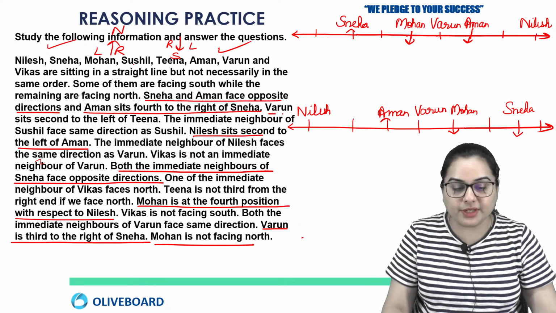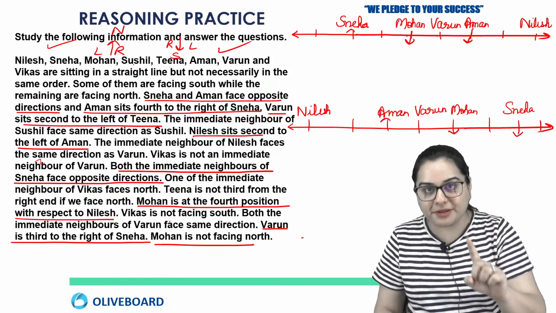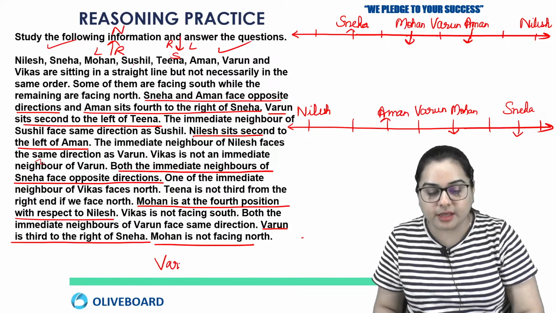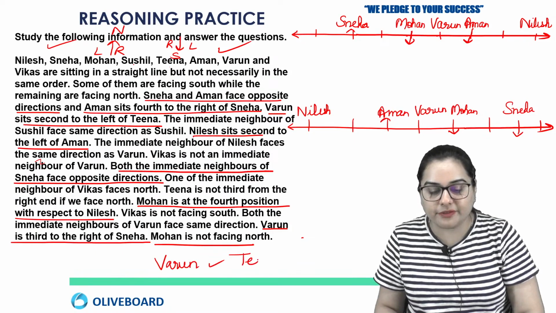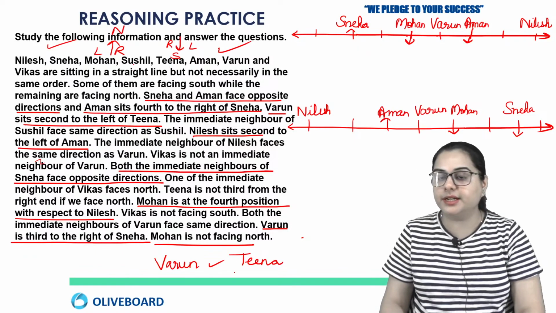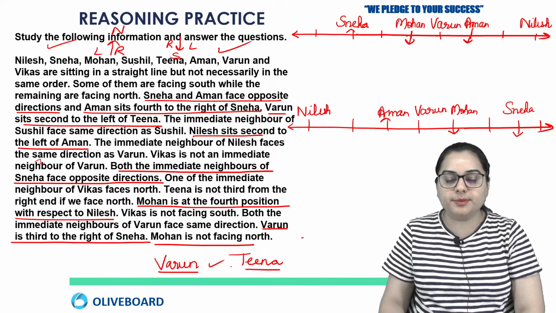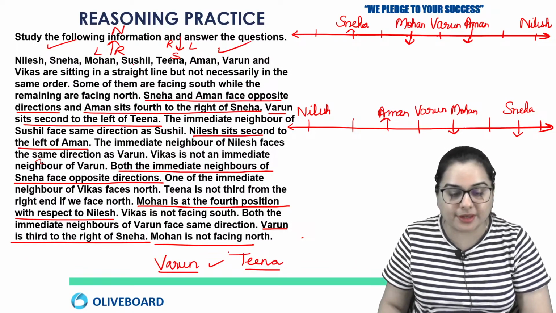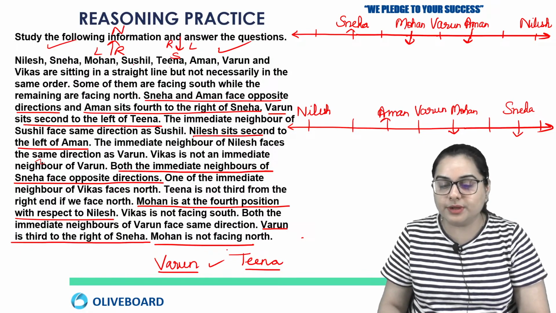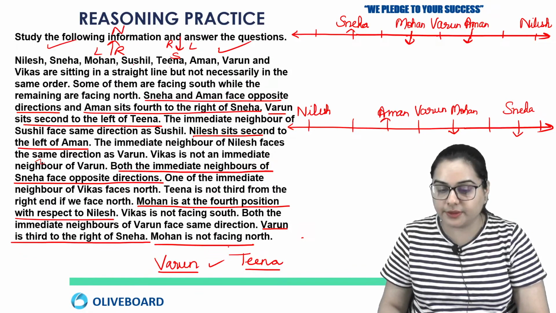So here you have that Varun sits second to the left of Tina, means there is a gap of one person between Varun and Tina. Although we are not sure where I can fill Varun and Tina, still we understand that there is a gap of one person between Varun and Tina. So where can I fill Varun and Tina? This we need to think, right?